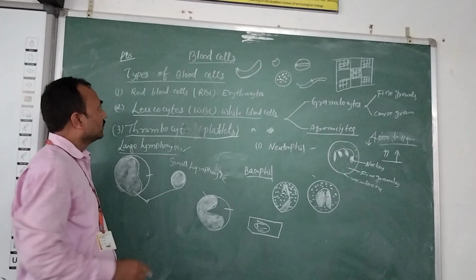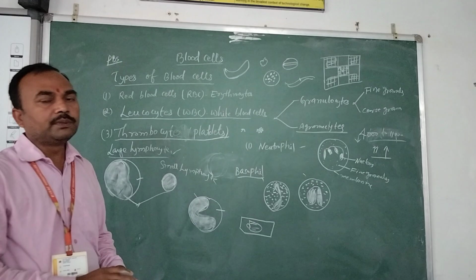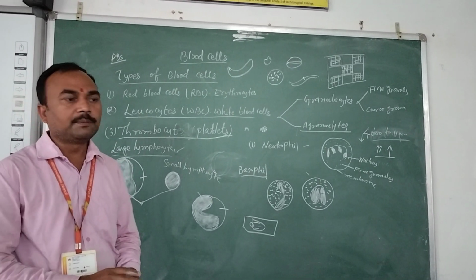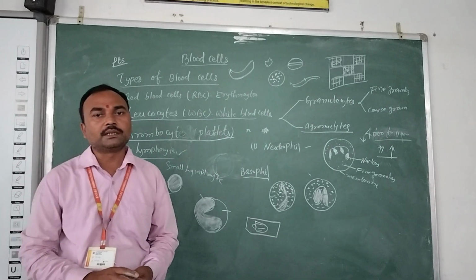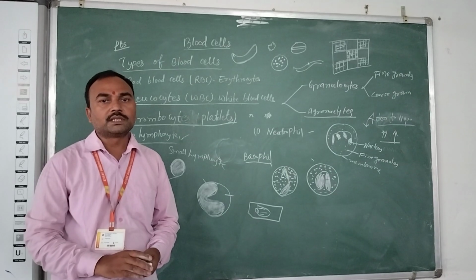So these are the types of blood cells which we can see in the peripheral blood smear, and we can help the doctor in writing the comments. So with these words I am going to finish this session.